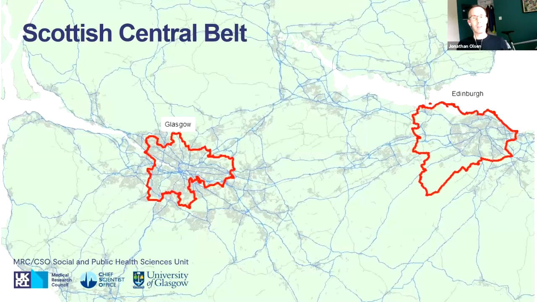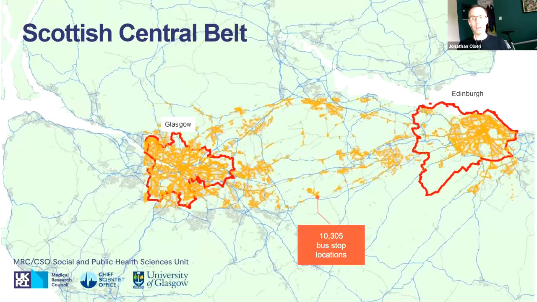And if we zoom in a bit closer and add that road network, it starts to resemble something a lot more familiar, and we can recognise Glasgow and Edinburgh. So the next step was actually to extract the bus stop locations across this area. And you can see each orange dot placed on this little map is a bus stop location. And between Glasgow and Edinburgh and that central belt area, which we defined ourselves, you might not recognise it as your definition, there were 10,305 bus stop locations here that we wanted to audit.